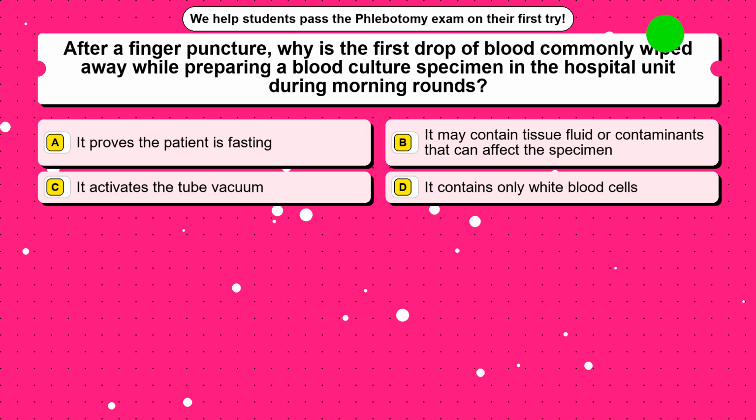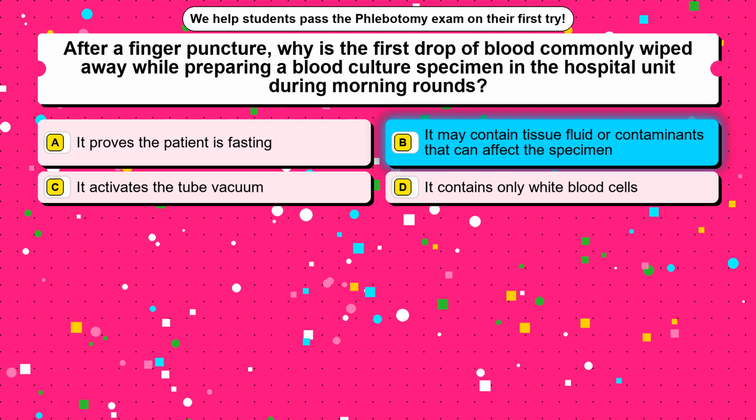Question 59. After a finger puncture, why is the first drop of blood commonly wiped away while preparing a blood culture specimen in the hospital unit during morning rounds? Option A. It proves the patient is fasting. Option B. It may contain tissue fluid or contaminants that can affect the specimen. Option C. It activates the tube vacuum. Option D. It contains only white blood cells.